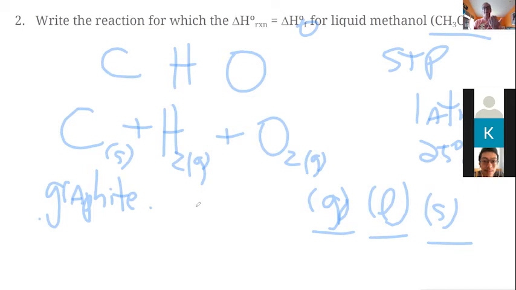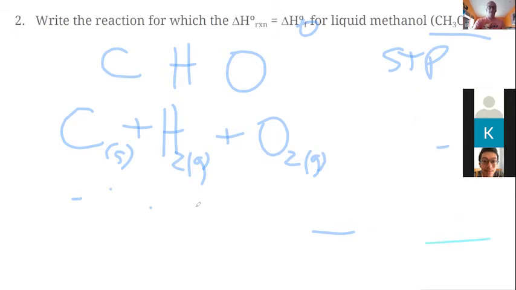Those are the 3 atoms that go into making methanol, and they're the most stable form of each of them at STP. So now we've got to balance the reaction, because those three make methanol liquid, because that's the most stable form of methanol at room temperature. So is this a balanced reaction? No. So how are we going to balance it?